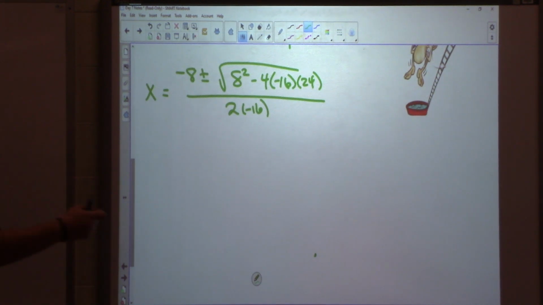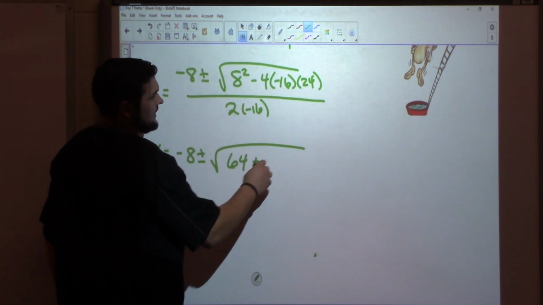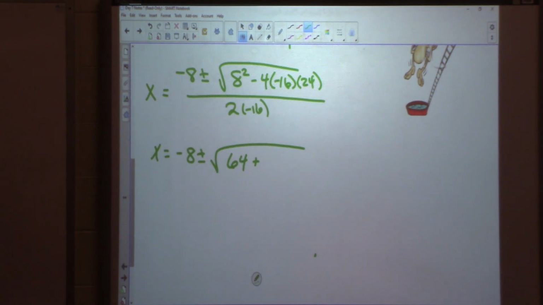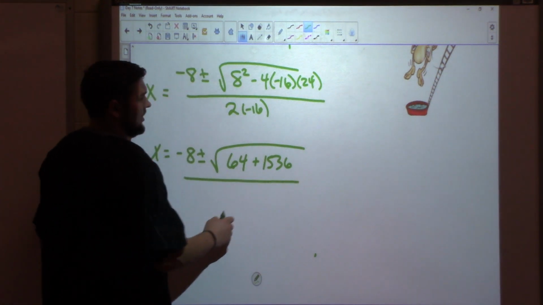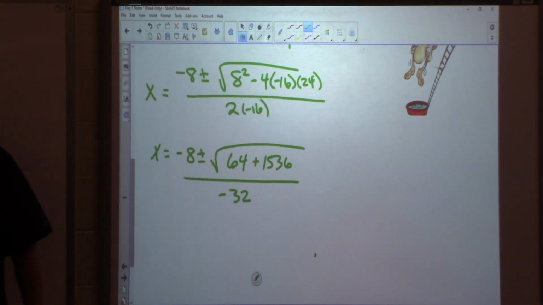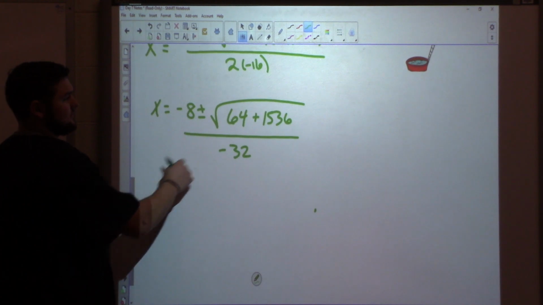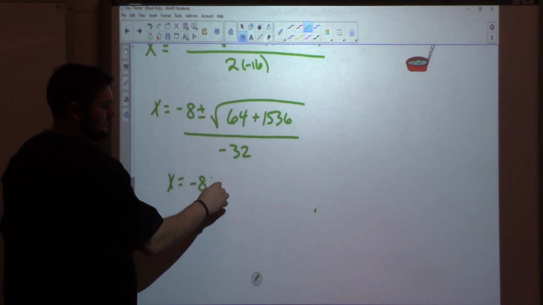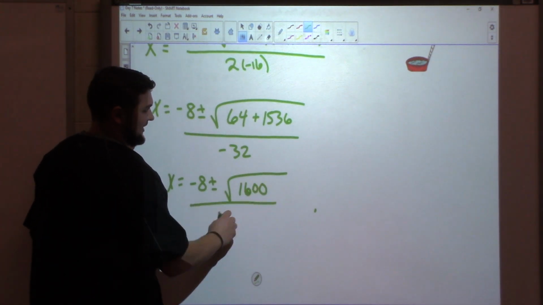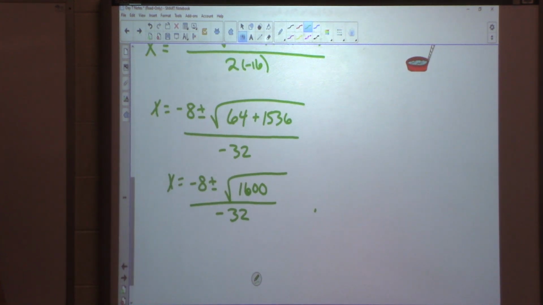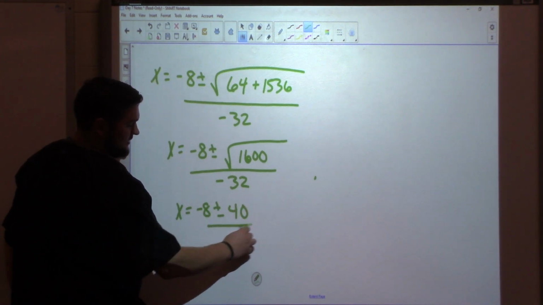So, do your math. x equals negative 8 plus or minus the square root of 64 plus 1,536, over negative 32. All we're doing is math now, calculations. So we add these together. What do we get underneath that radical? 1,600. Once you take the square root, it equals 40, right? So x equals negative 8 plus or minus 40 over negative 32.